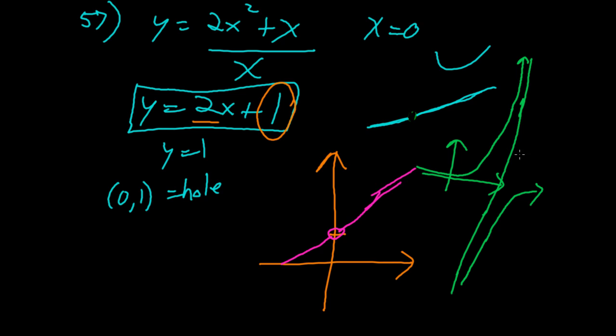So now if we look at the choices it gives us, we can see that choice A is the only graph that matches up with this. All the other ones, they have holes at the wrong spot, their y-intercepts are off, or they're not even a line.